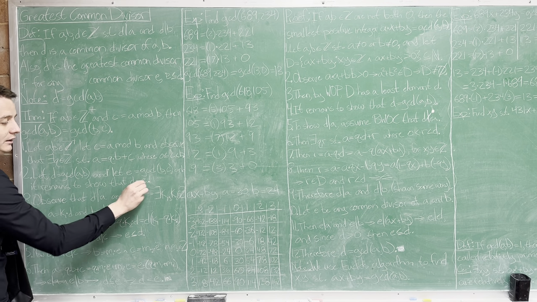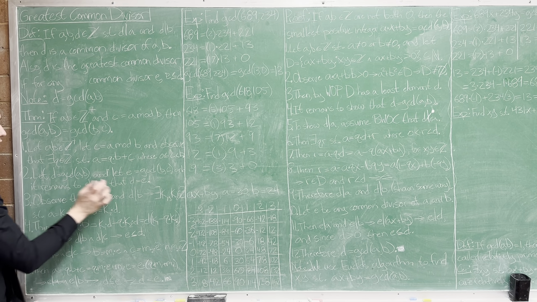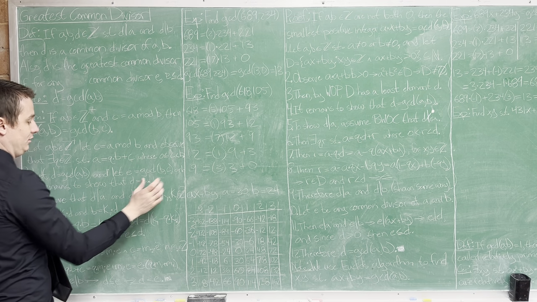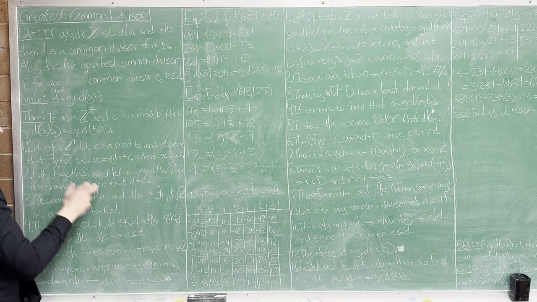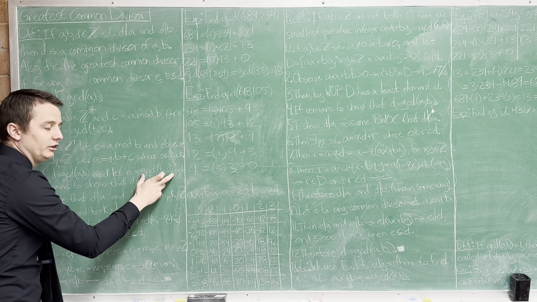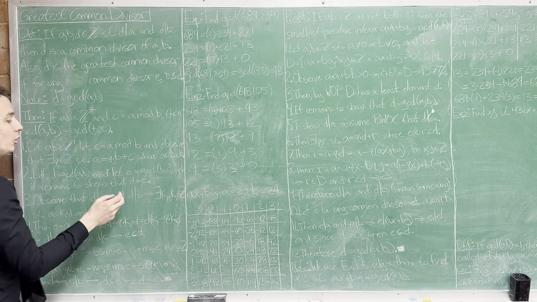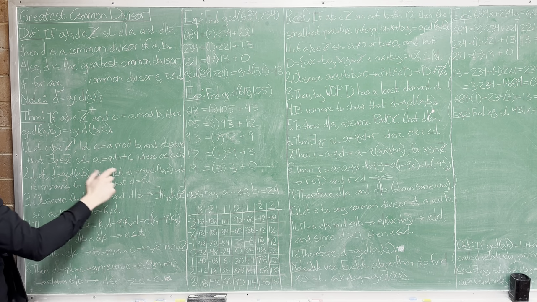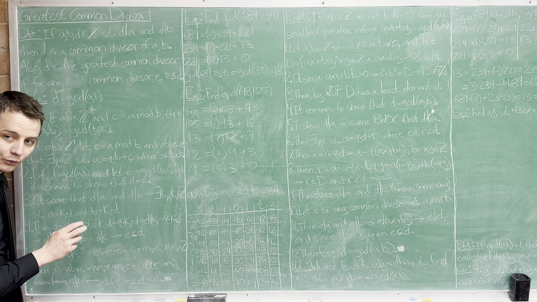It remains to show that D and E are the same number. D is the GCD of A and B, E is the GCD of B and C. If D is equal to E, then they're the same number. Or in other words, the GCD of A and B is equal to the GCD of B and C, which is what we're trying to show, right? The way I'm going to prove that is I'm going to prove that D is less than or equal to E, and E is less than or equal to D. Therefore, they're equal to each other.